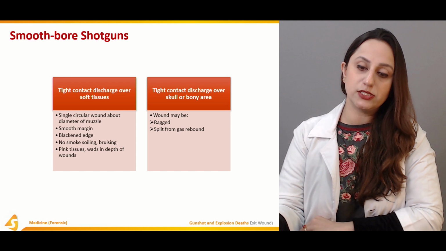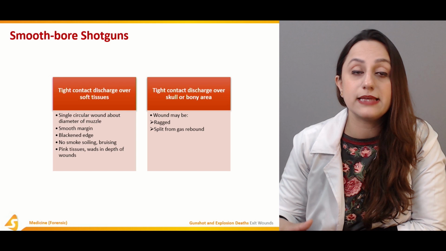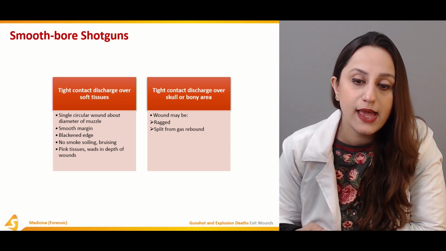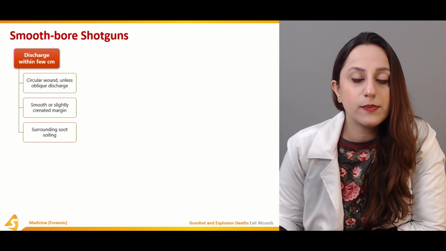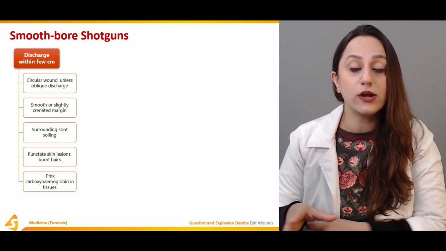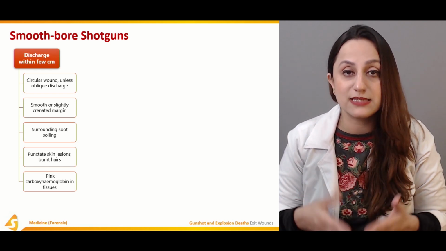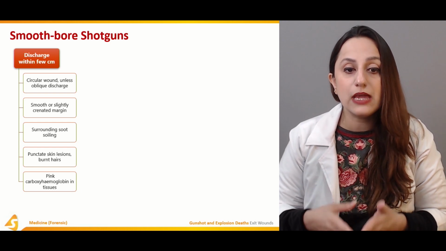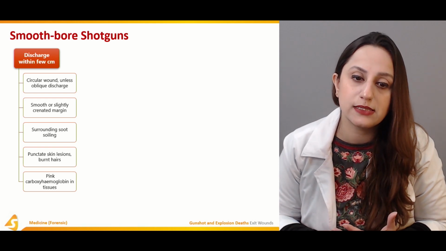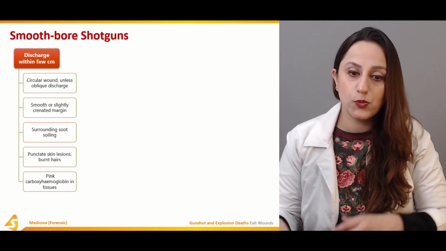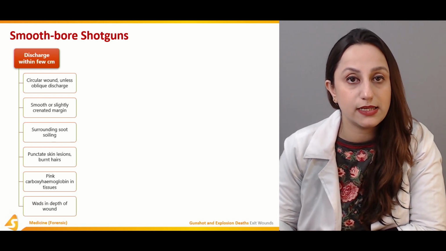Now, the tight contact discharge over the skull or the bony area is observed, and in this case the exit wound will be more ragged in nature, and the split is from the gas rebound. Basically, here we are discussing what the differences are if the shotgun wounds occur at different ranges. If the discharge is within a few centimeters, it is a mid-distant discharge, then the wound is circular, unless it is an oblique discharge, and smooth or slightly crenated margins are seen in such a case.